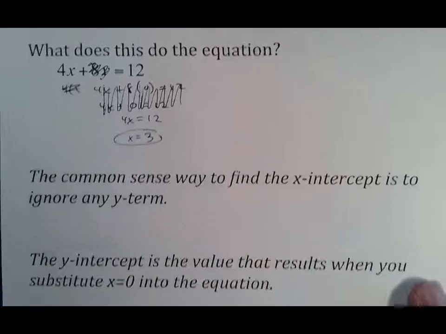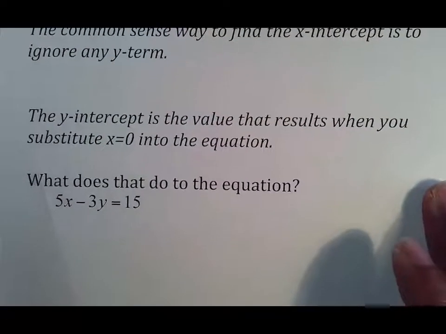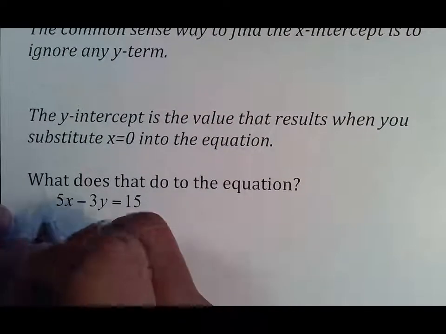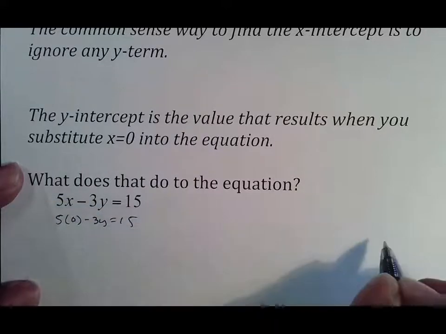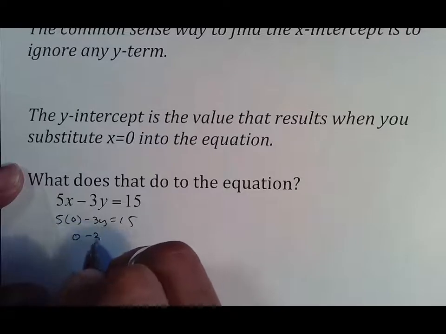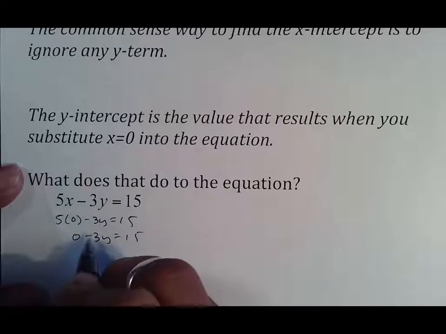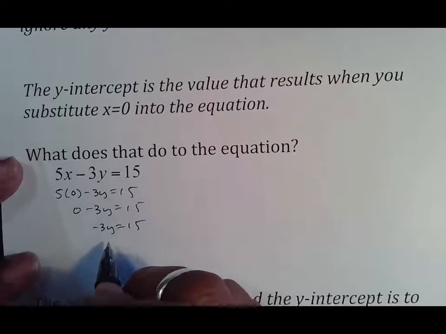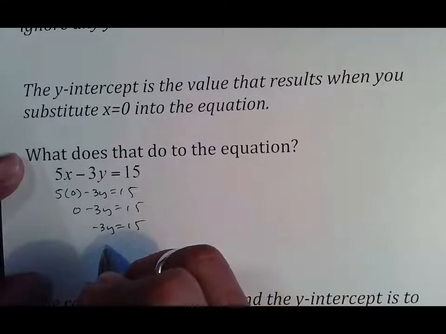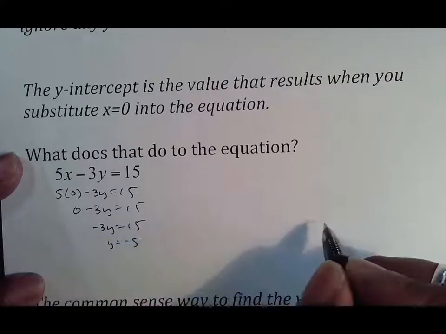All right. Same way works with the y. Y-intercept is what happens when you plug in x equals 0. So if I did this the long way, I'd put 5 parentheses 0 minus 3y equals 15. That would turn to 0 minus 3y equals 15, which turns, because that goes away, into negative 3y equals 15, which you have to be careful. A lot of people forget that negative. And then when you divide by negative 3, you get y equals negative 5.